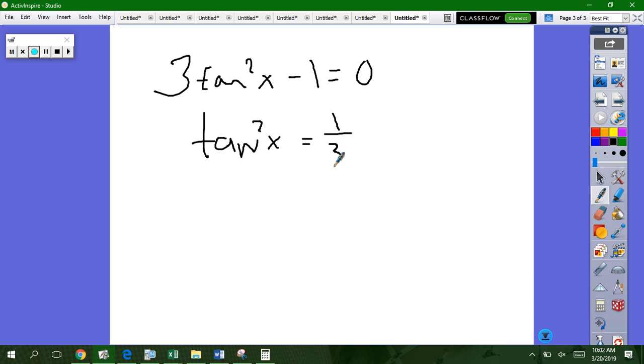Okay, here we go. So where does tangent squared equal a third? Do you guys know where tangent equals a third? Or tangent squared? Nope, so how do we get rid of the squared? Square root.